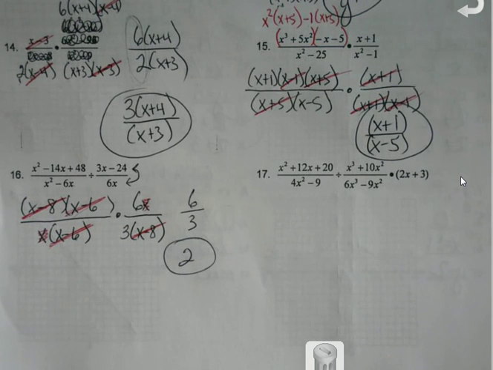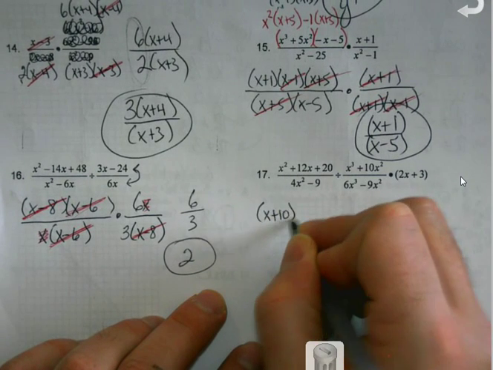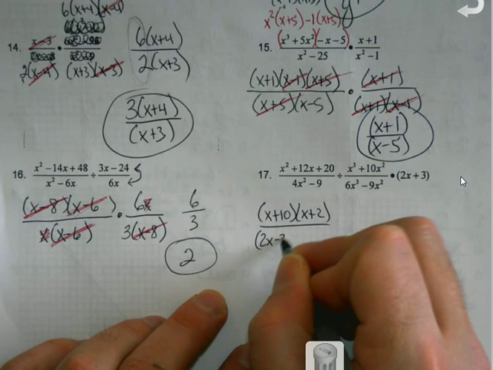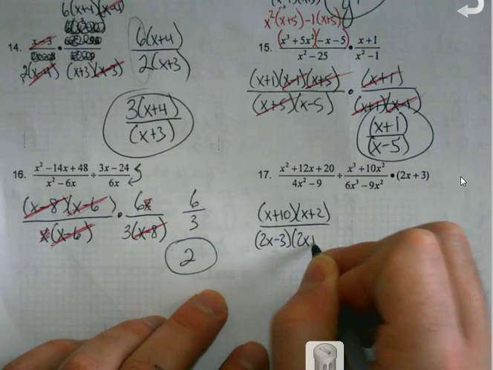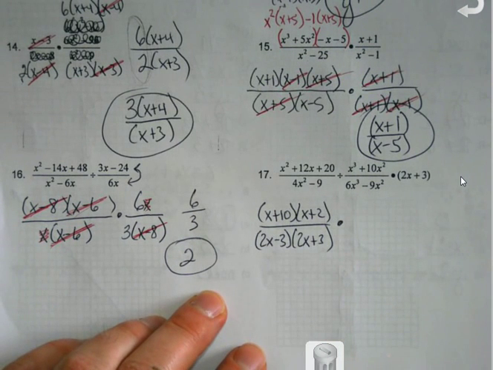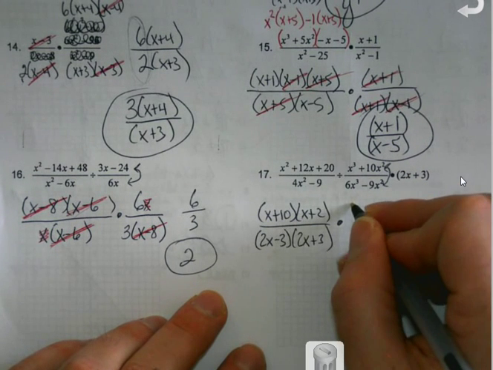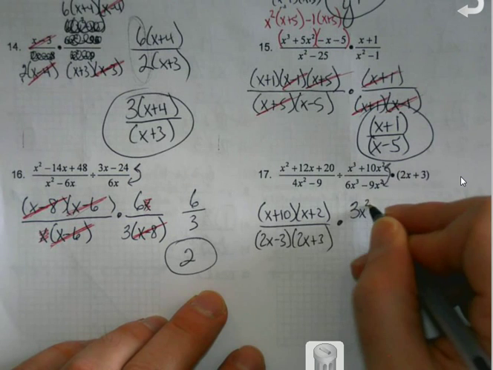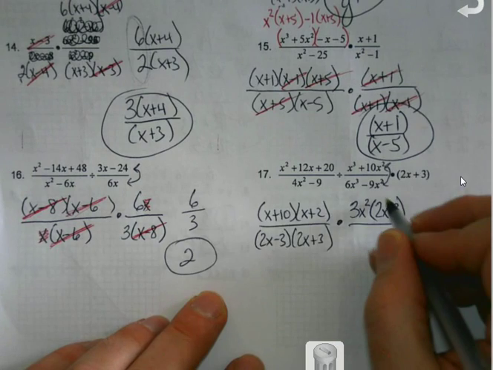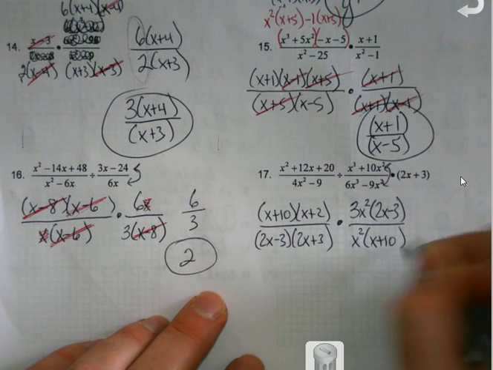Oh, let's see, what other trouble can I get into? 17. Factor like a crazy person. And again, if factoring's still an issue with you, head to my YouTube page, head to my website, just type in factoring and you'll get more stuff than you could ever dream of. So let's see here. I can get a 3x squared out of there. 2x minus 3. And those guys, I can get an x squared, x plus 10.